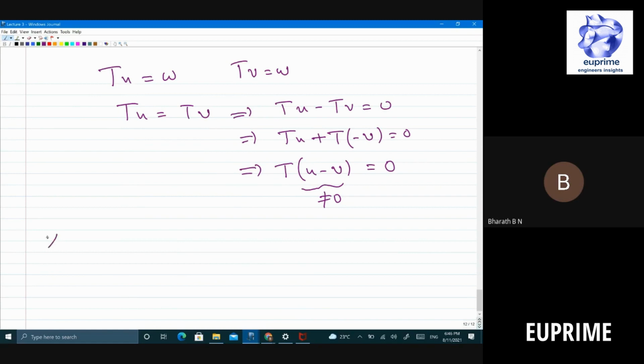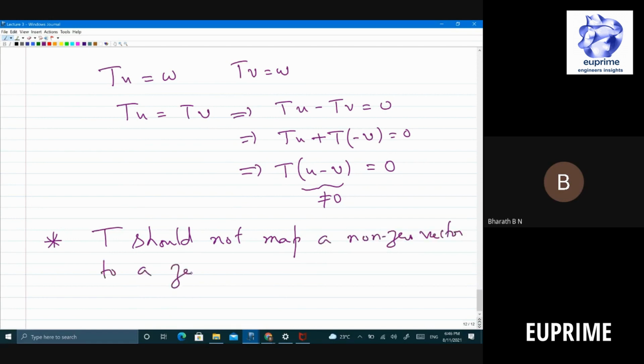So let me write that. T should not map a non-zero vector to a 0 vector. That's the first thing that you need, right? If this happens, then you are done. So it cannot be invertible, right?